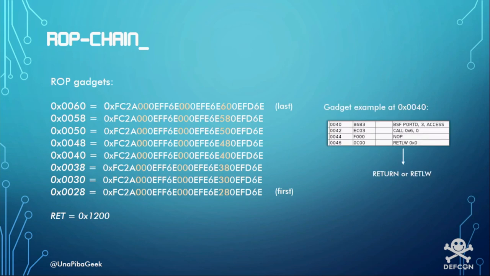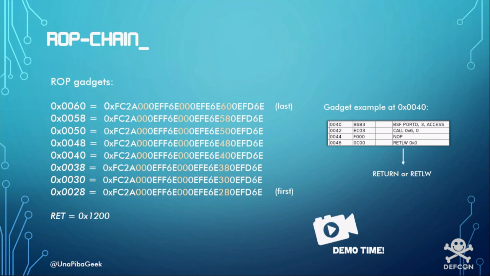This is an example of a ROP gadget. It starts at the address 40 and ends at 46 with a retlw. All gadgets must end with return or retlw to continue executing the other gadgets in the right way. So let's see a demo.